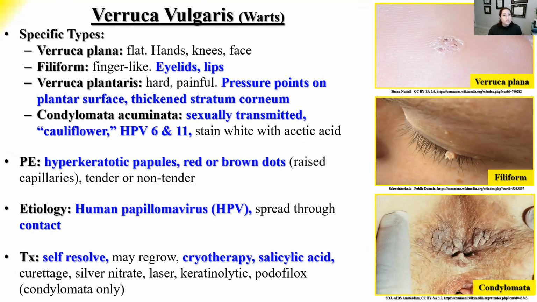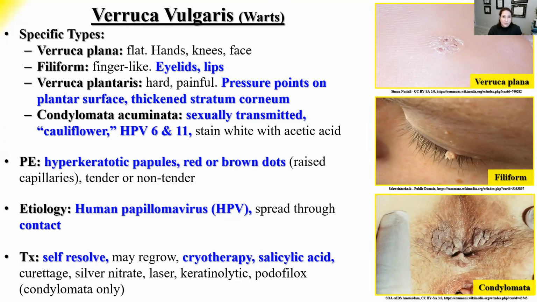Veruca plantaris or plantar warts occur on the plantar side of the foot. So they're hard, they're painful. They're common in people who have poor footwear. They get these pressure points from continual walking on that area, and they get this thickened stratum corneum. Condylomata acuminata, that's the bottom picture there. That's genital warts. These are sexually transmitted.